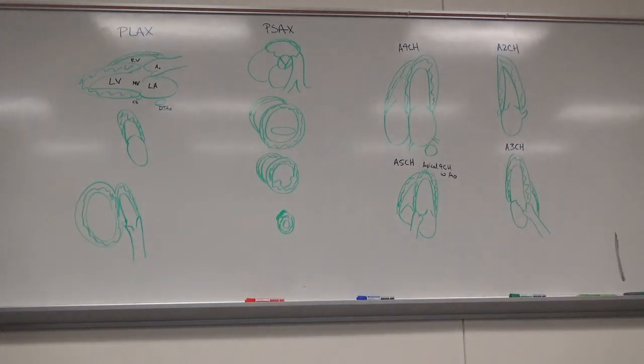And I'm drawing some extra stuff in there because you want to be aware of what's around the heart also. We've got our descending thoracic aorta, which is going to be seen there. I didn't draw it in all the images, but be aware that you might see them in the images. Good, so let's look at the leaflets real quick on that view.